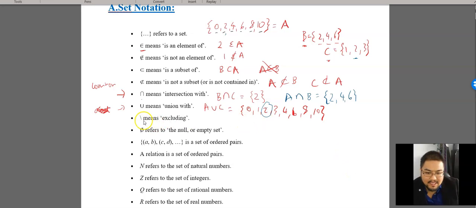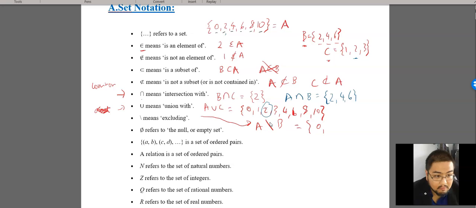Okay, the next one means excluding. Say for example I've got set A, and I want to exclude set B. The only elements that I would have for this would be 0, 8, and 10, because I'm excluding all the elements in B.